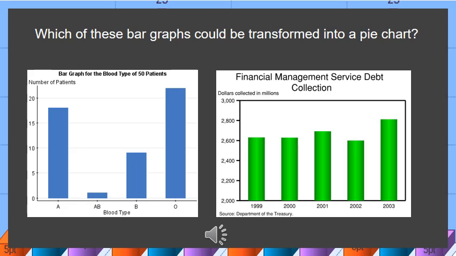That's absolutely correct. But the bar graph on the right cannot be turned into a pie chart because it does not represent parts of a whole. It compares different amounts of dollars collected in different years. So each bar represents a year, and the height of the bar represents how many dollars were collected. It's impossible to turn that into a pie chart because you do not represent part of a whole population. So there's only one possibility here, showing this data with a bar graph.